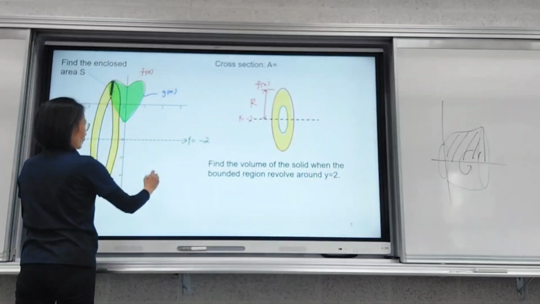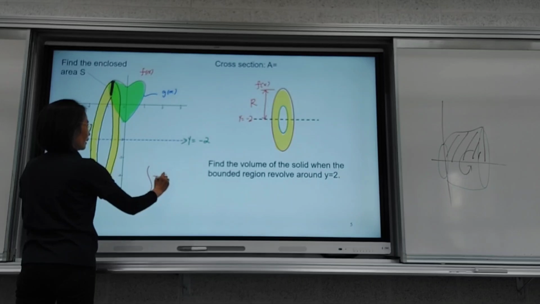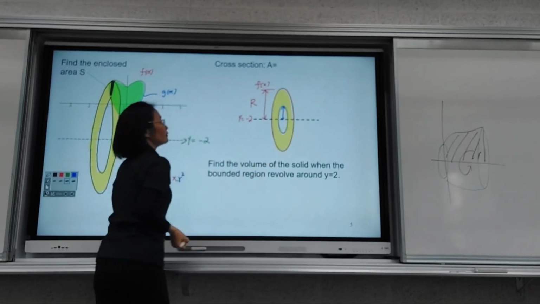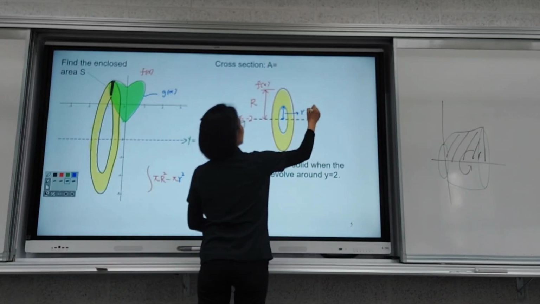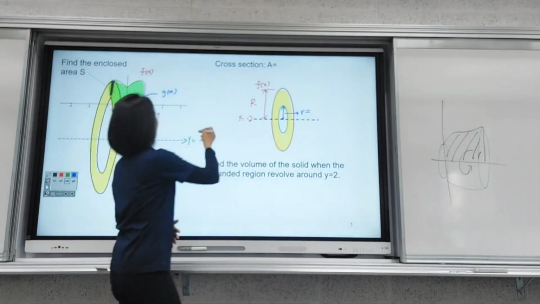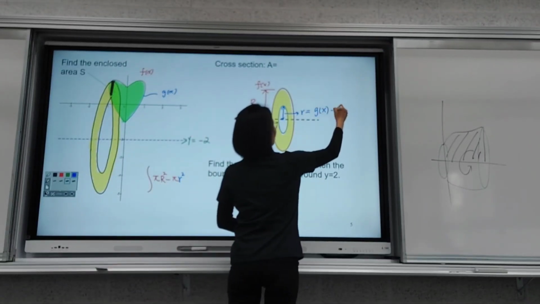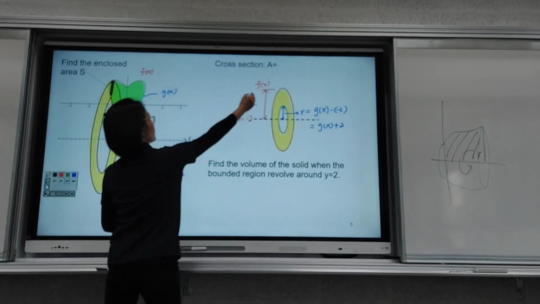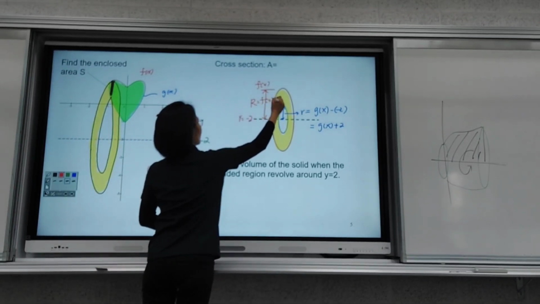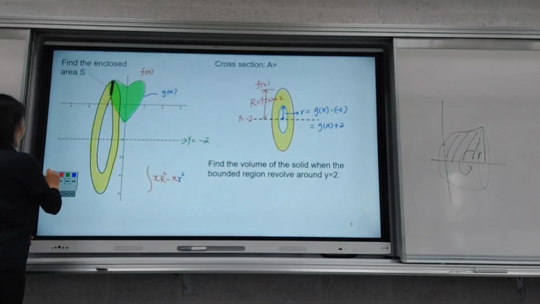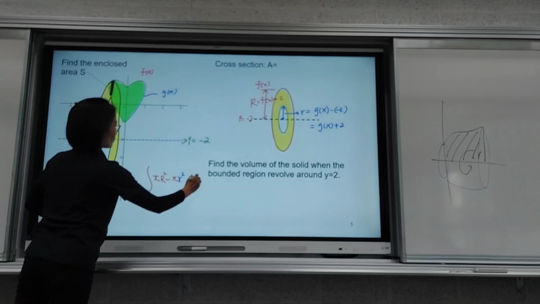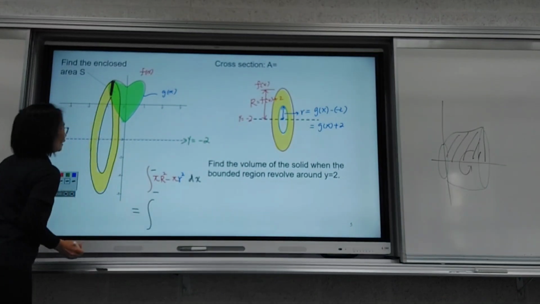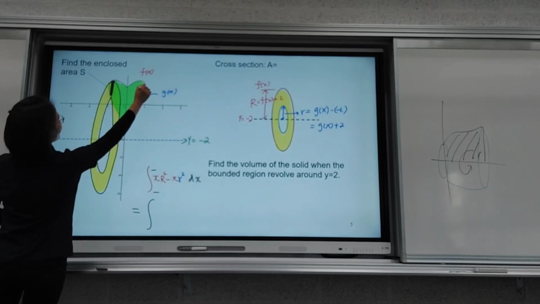So we are going to integrate pi big R squared minus pi small r squared. This is the inner radius. The inner radius is g of x subtract -2, which is g of x plus 2. The big R uses f of x minus -2, which is plus 2. This is dx. We still need to find the limits, where they intersect right here.